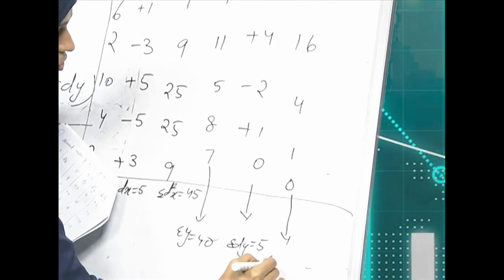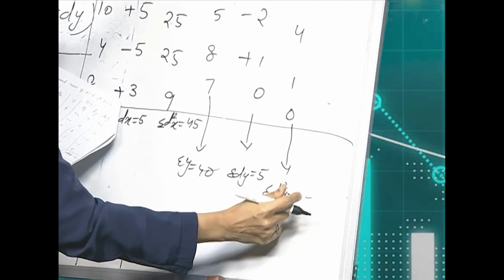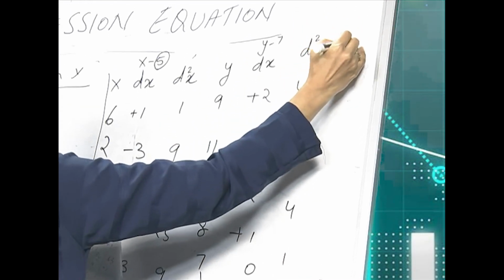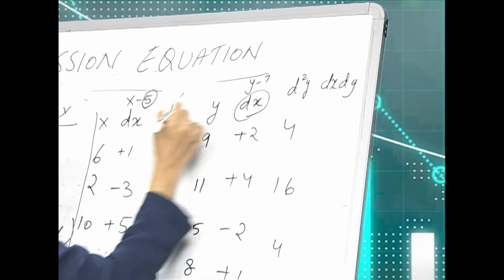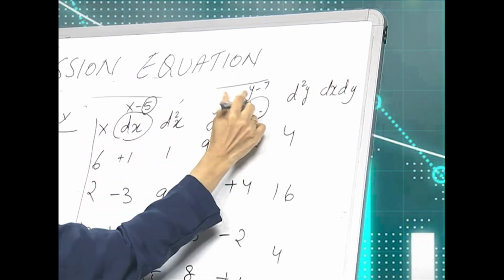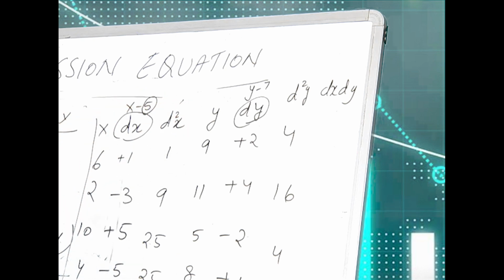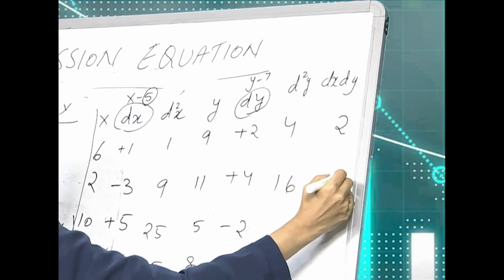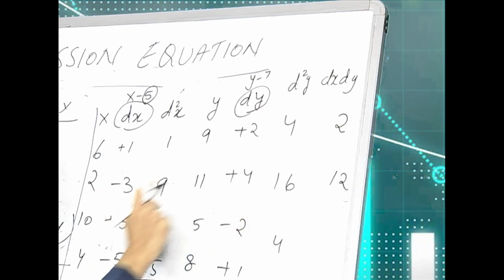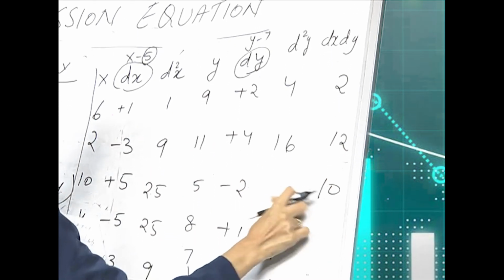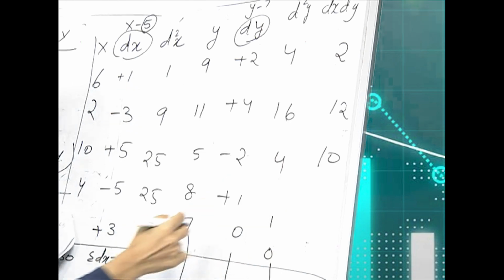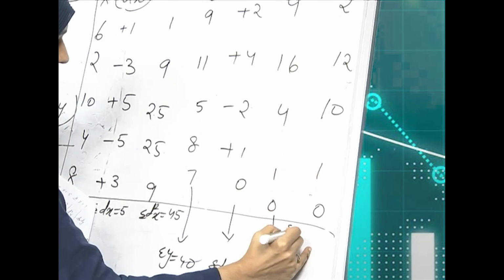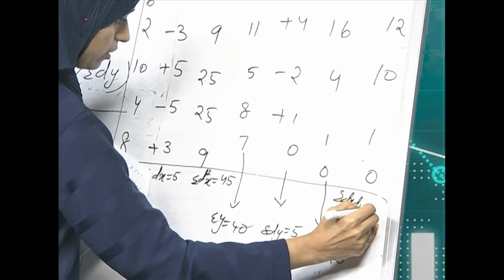The squared deviations sum will be 25, and the last one is dx and dy. So, dx and dy I multiply. 1 into 2, 2; minus 3 into minus 2 is 6; 5 into 4 is 20; then 1 into 1, 1; and 3 into 0 is 0. So, here sum of dx dy is 21.